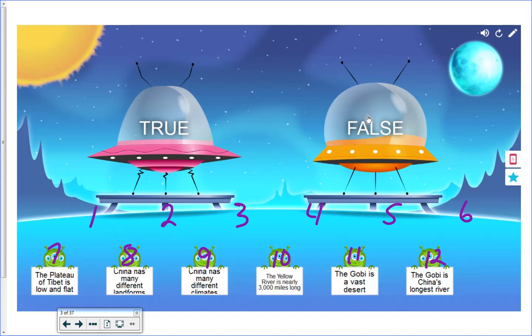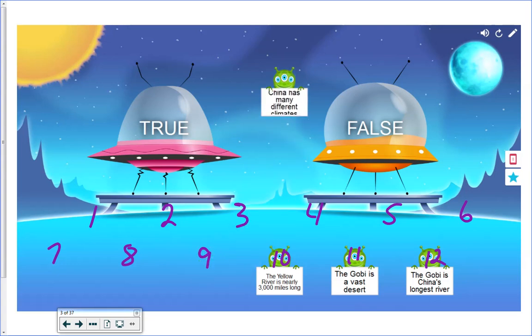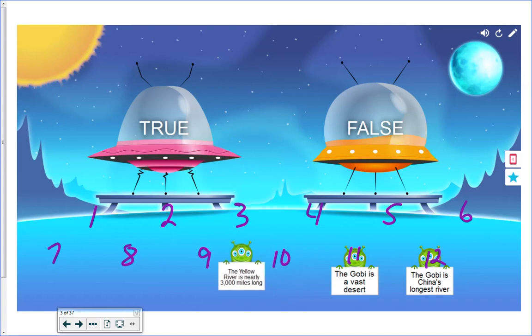7, plateau of Tibet is low and flat. Well, you should know now that the plateau of Tibet is high and rugged, which makes number 7 false. 8, China has many different landforms. There again, it's so big it has to have many different landforms. True. 9, China has many different climates. Again, China is so large that it couldn't possibly have the same climate all over the place, so that's a true statement. Number 10, the Yellow River is nearly 3,000 miles long. That is also a true statement.